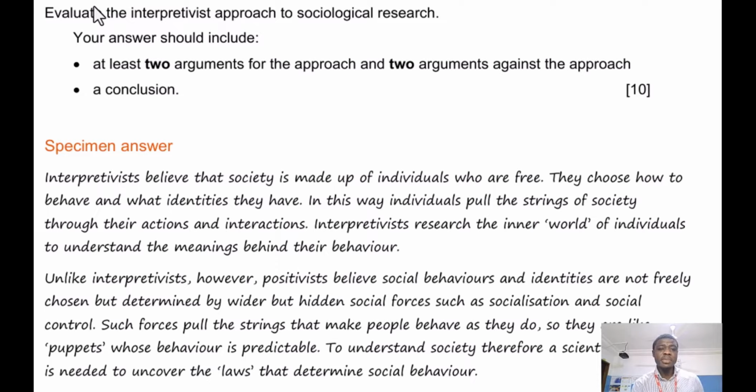And so let me give you a typical example. They can reframe this question: evaluate the view that validity is the most important in sociological research or social research. And so in this case, you are looking at validity. They can place reliability there. They can talk about any of the sampling techniques. They can even ask you, evaluate the view that ethical issues are the most important in sociological research.